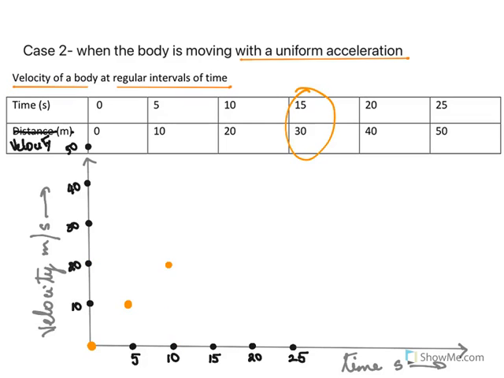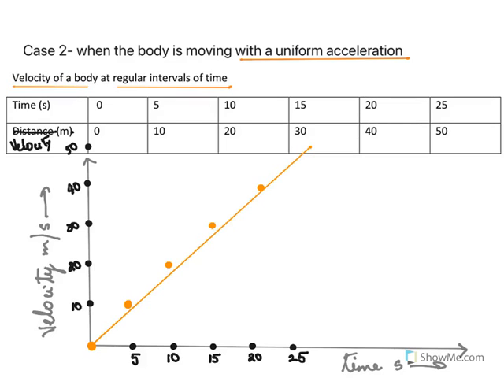Next, time 15, velocity 30. So that point would be somewhere out here. Next 20, 40. So this is 20 and velocity 40. Last is time 25, velocity 50. So 25 and 50 would be somewhere out here. Now that we have the points, let's join the points here. And this would be the graph.